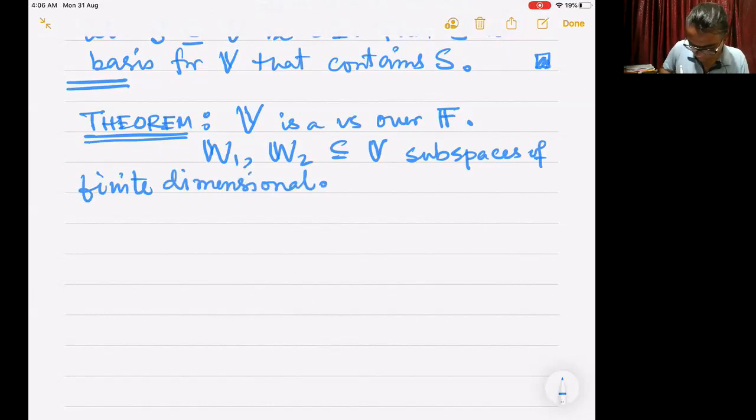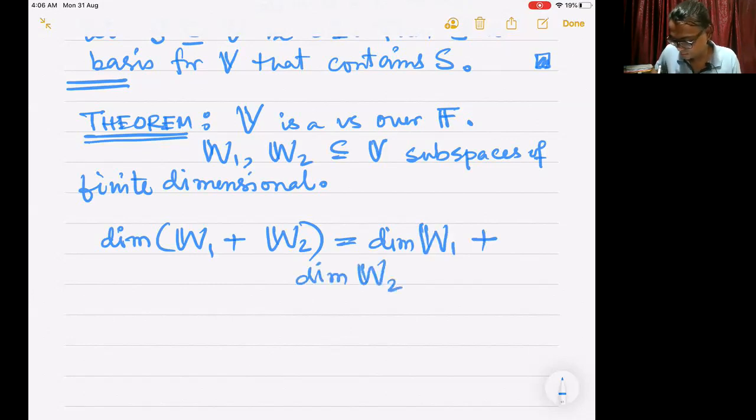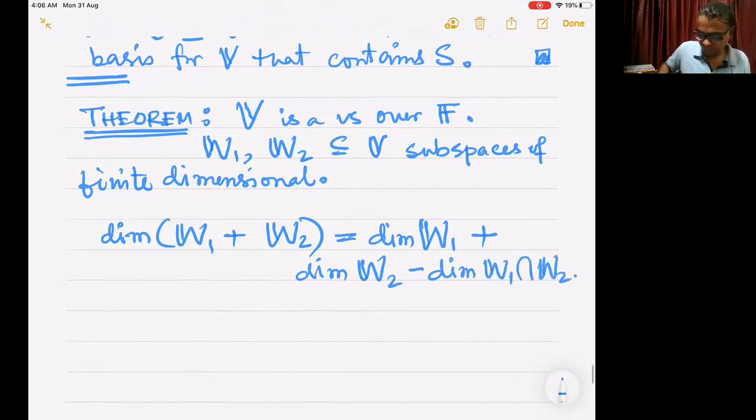Then the following is true. Dimension of W1 plus W2 is equal to dimension of W1 plus dimension of W2. What am I missing? Of course, minus dimension of W1 intersection W2. Okay, how do I prove this?